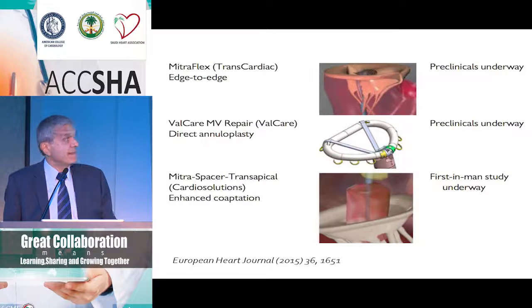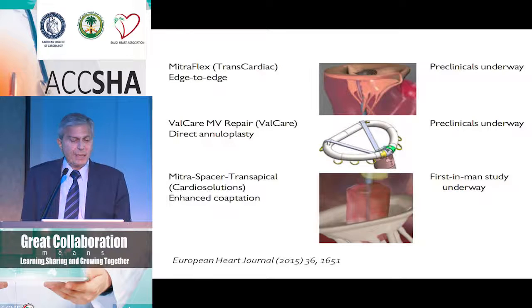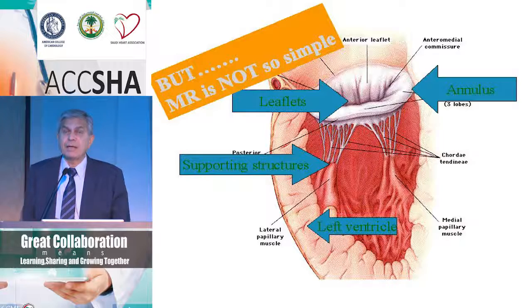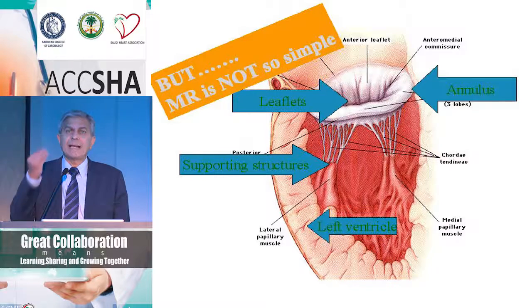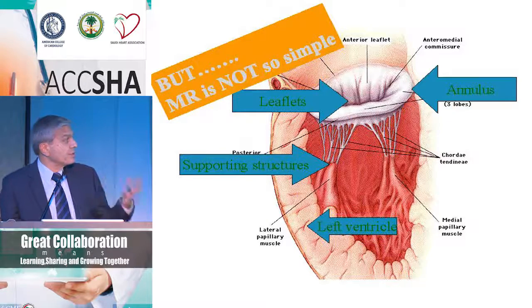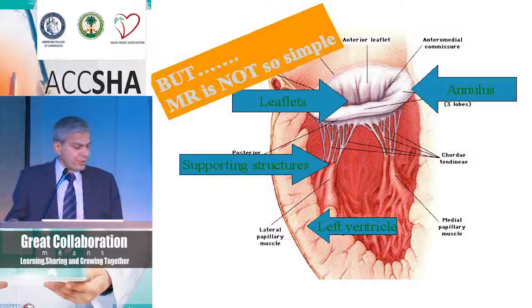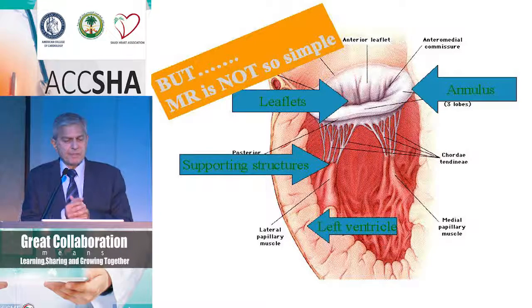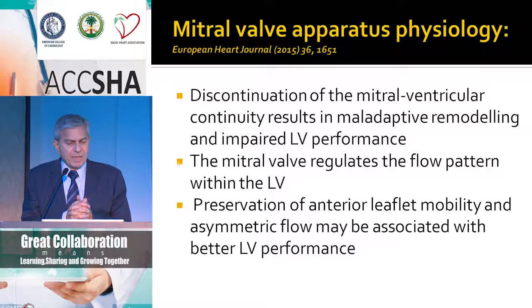Now, that's because, as I told you, the mitral valve apparatus is quite complex, and MR is not so simple. We're talking about an apparatus. We're not talking about a valve like the aortic valve. Here you have the leaflets, you have the supporting structures, you have the left ventricle, you have the annulus. And in fact, the mitral valve apparatus physiology is quite complex.